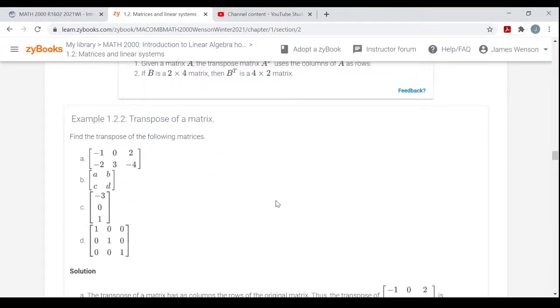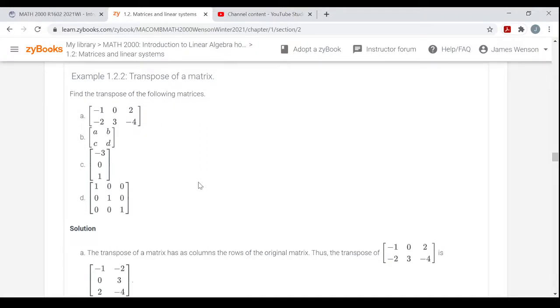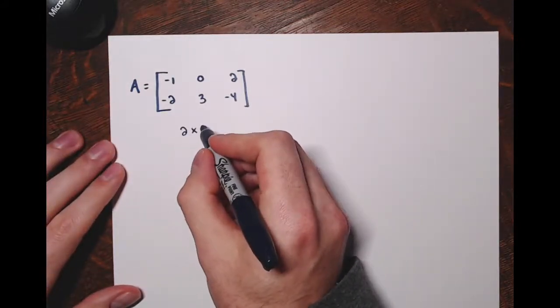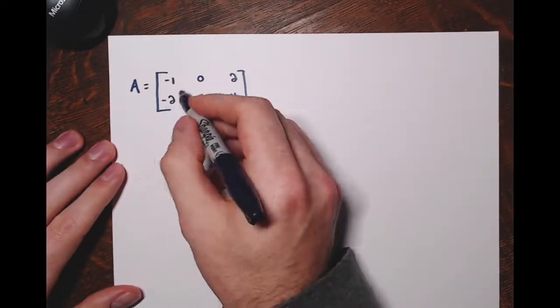So this time I'll go to some pen and paper, and I'll also show you on a calculator how to enter a matrix. I'm using a TI-84. 83 and 84 are very similar. I'm going to write just one of these, just this part A. So here is the matrix from part A. This is a 2 by 3 matrix, 2 rows, 3 columns.